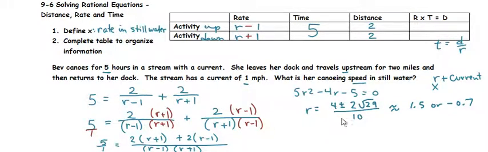Applying the quadratic formula and then estimating, we arrive at 2 possible values for r. Now, common experience would tell us that in still water it doesn't make sense to have a negative rate, so our 1.5 will be the solution that we believe that Bev can canoe at a rate of approximately 1.5 miles per hour in still water.